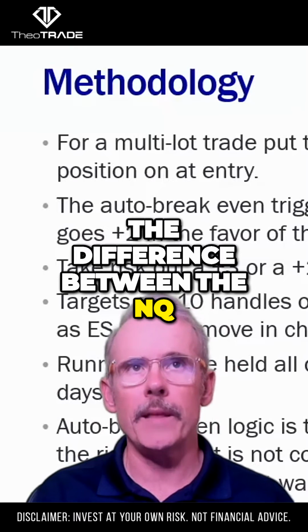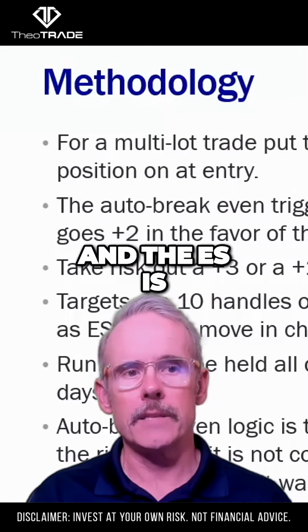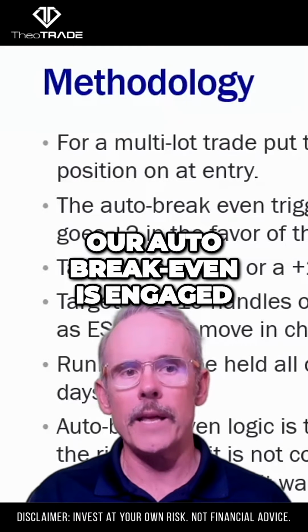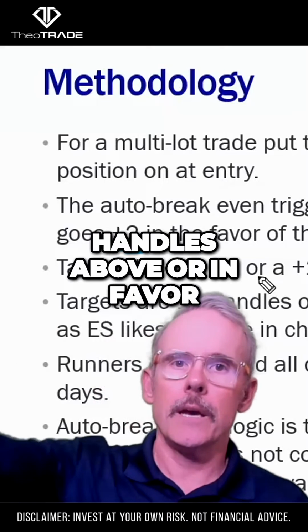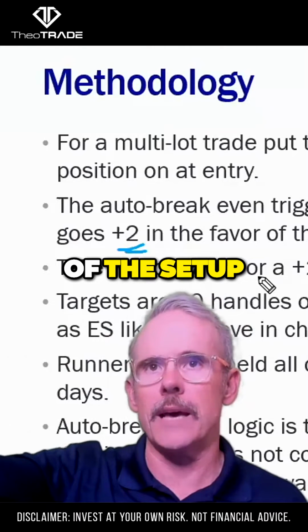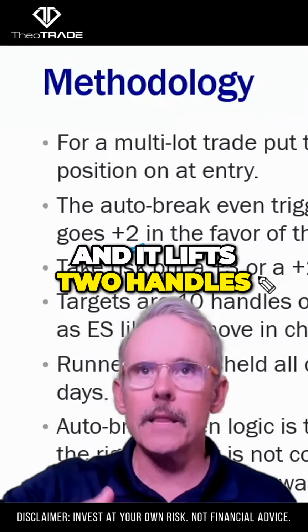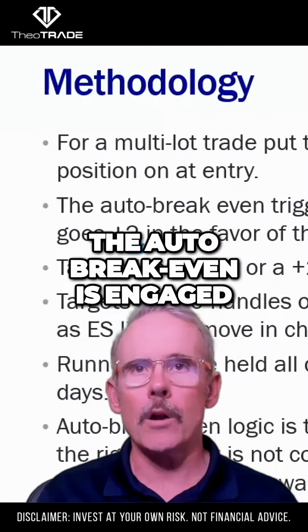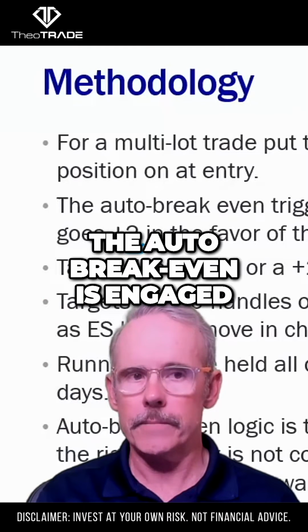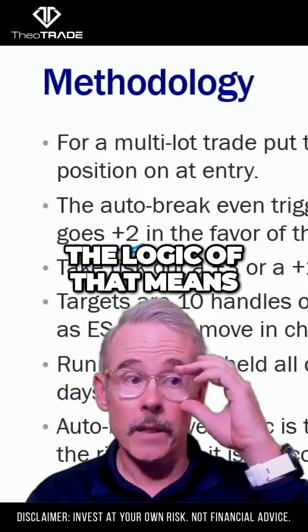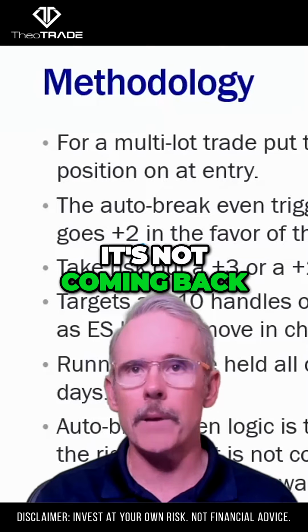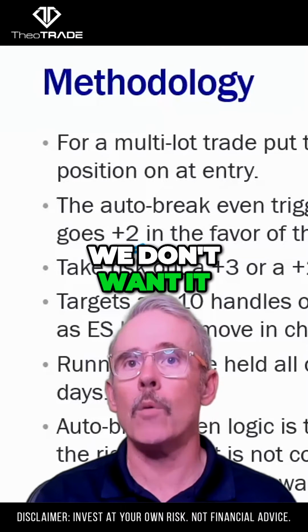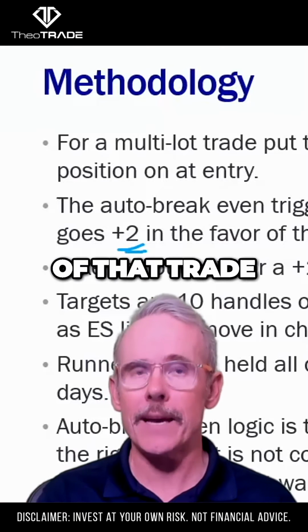The difference between the NQ and the ES is this right here. Our auto break even is engaged when we go 2 handles above or in favor of the setup. So if we're long and it lifts 2 handles, the auto break even is engaged. Okay, what does that mean? The logic of that means that if we are in the right trade, it's not coming back. If it comes back, we don't want it. So we're going to get out of that trade.